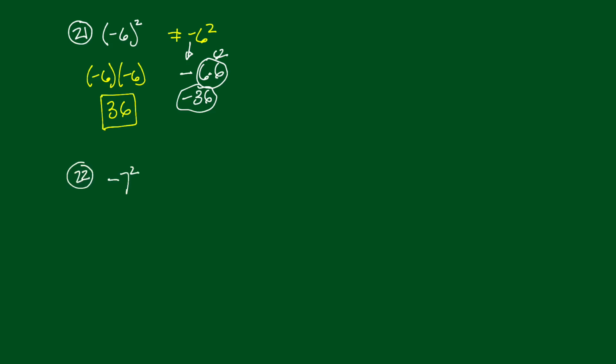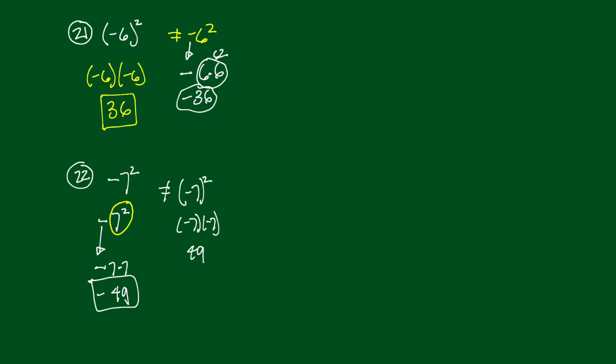Now number 22, this is what we were just talking about, like this one up here. I've got negative 7 squared. So what's being squared is just the 7, not the negative. So bring that negative along. 7 times 7, so I get negative 49. Okay, this problem is not negative 7 squared, which is negative 7 times negative 7, which is positive 49. Just be careful with those negatives.